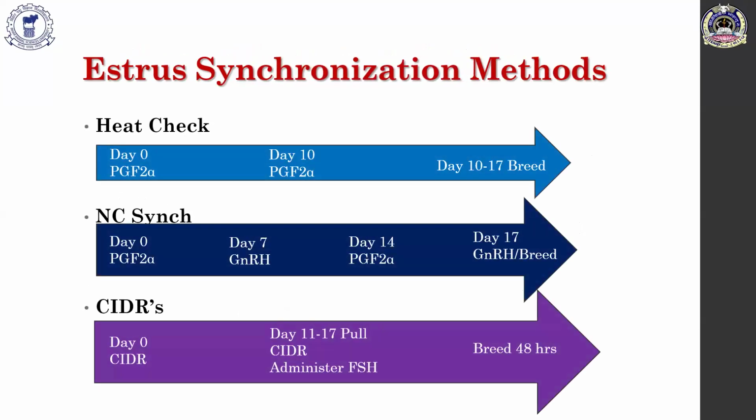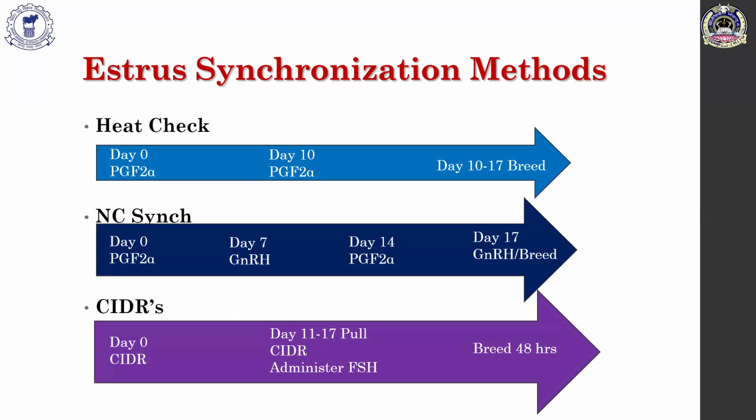When we check the synchronized method, simply heat check at day 0 initial, we have to give injections of PGF2 alpha, and then at day 10 we have to repeat this dose, and after that at day 10 to 17 the breed is ready for insemination.